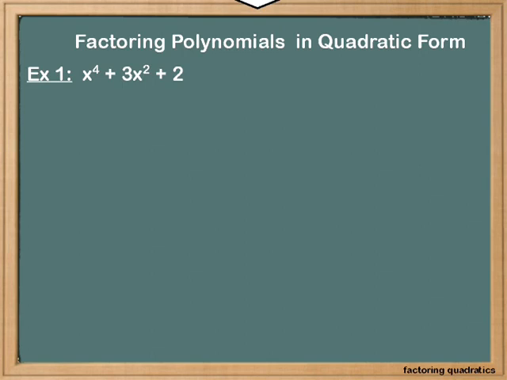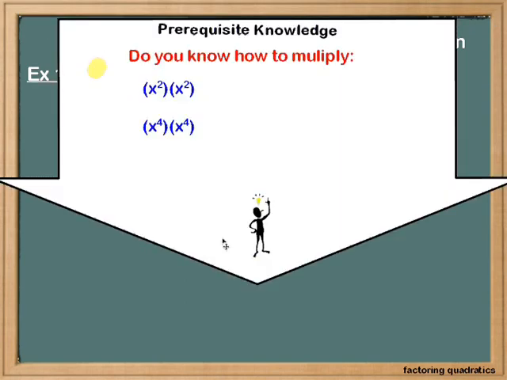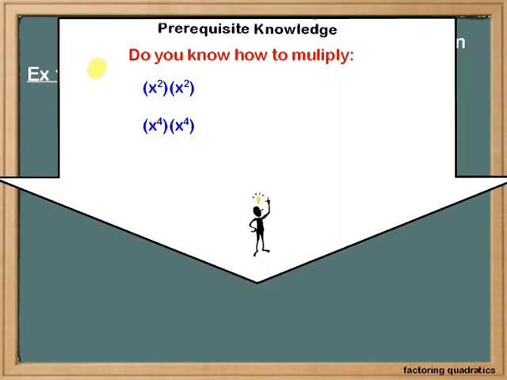We're going to be factoring polynomials in quadratic form. And if you'll observe in example 1, we have a power greater than 2. It's actually a 4. And for that reason, I would like to recap a very basic skill that you just learned, making sure you understand that if we have x squared times x squared, it will result in an x to the 4th because we add the exponents. So that would make x to the 4th times x to the 4th, x to the 8th.